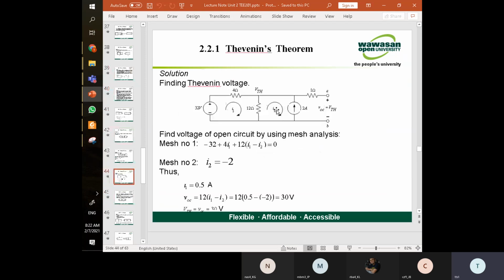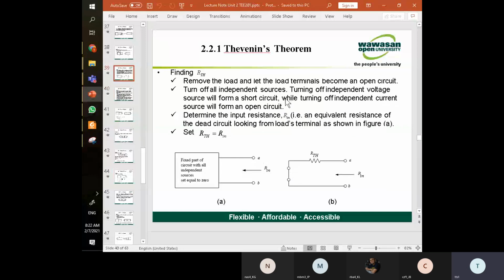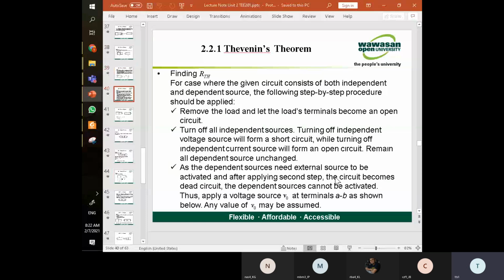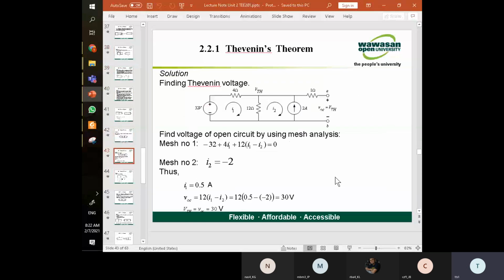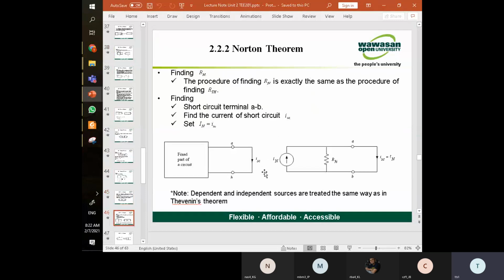Here should be a Thevenin voltage, right? Thevenin voltage in series, right? These two are in series. When compared to Norton, there are two different methods actually, but they perform the same function, which is to reduce the circuit into two components. So this one reduces to Norton current and Norton resistance, but in parallel. So the steps are quite similar.